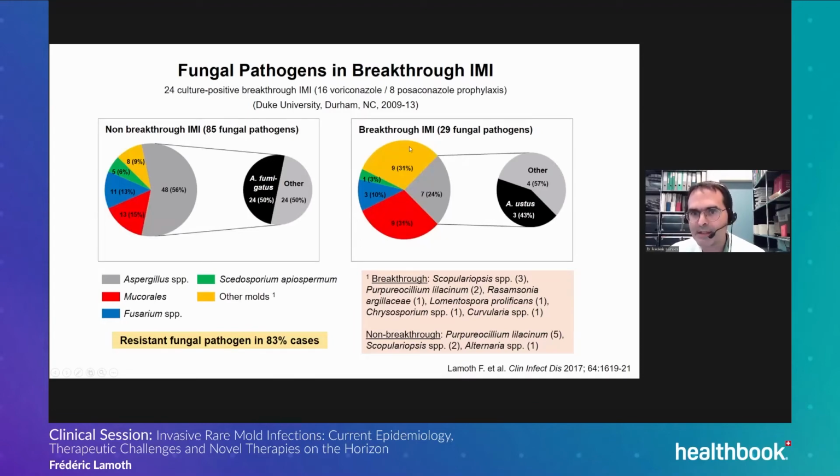But in the breakthrough, you see a significant shift from Aspergillus to the non-Aspergillus ones, and mainly to these rare molds, which are molds other than Mucor, Fusarium, Scedosporium. For most of them, these are notoriously, intrinsically resistant to azoles, like Scopulariopsis, Lomentospora prolificans, or Rhizomucor. And among the Aspergillus, there was also a significant shift from fumigatus to this famous Aspergillus calidoustus, also intrinsically resistant to azoles. So it seems, based on this study, that posaconazole prophylaxis may result in some shift of the fungal epidemiology towards these rare molds.